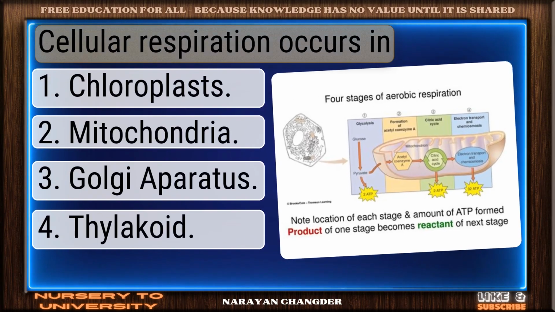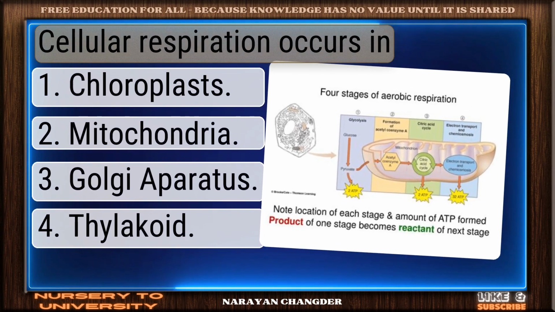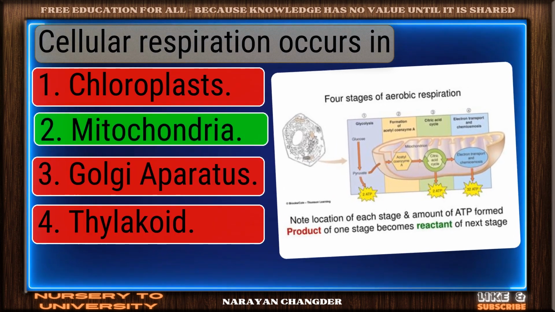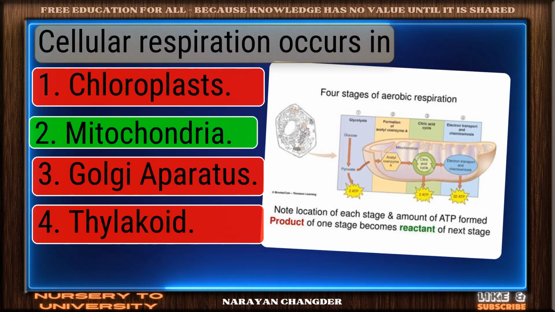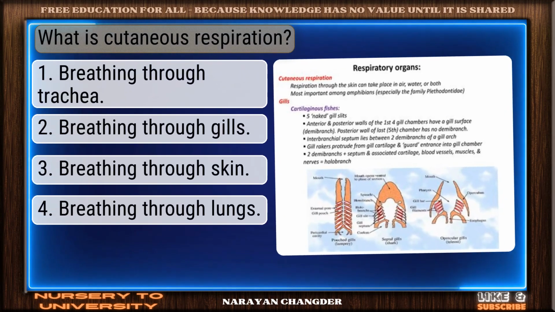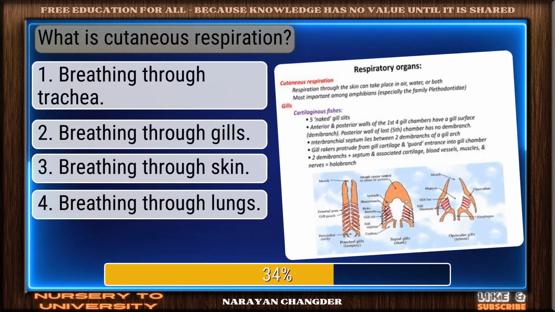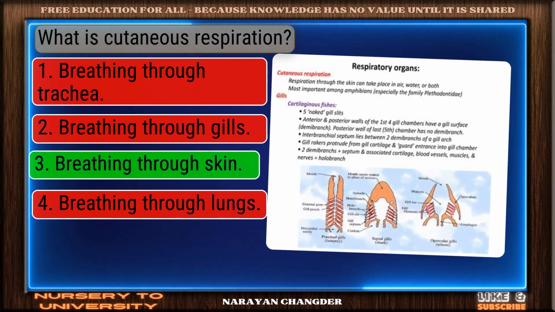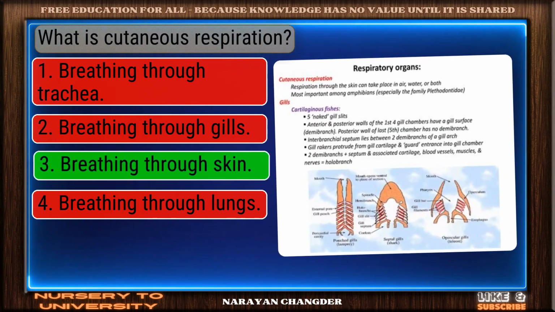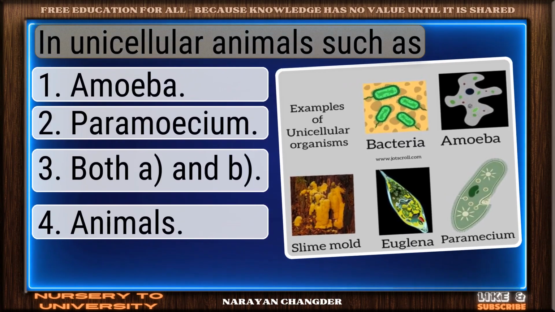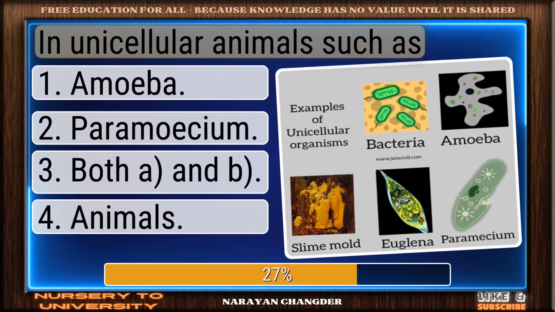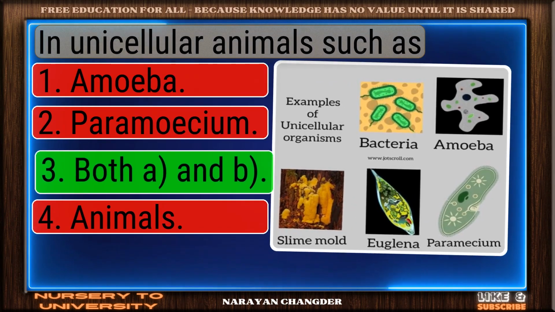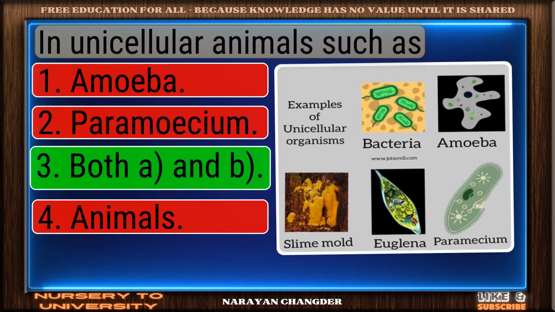Question number 217. Cellular respiration occurs in. You got it. Your choice mitochondria is right. Question number 218. What is cutaneous respiration? Correct response. Breathing through skin is the most accurate answer. Question number 219. In unicellular animals such as. Strong choice. Both A and B is the right answer.